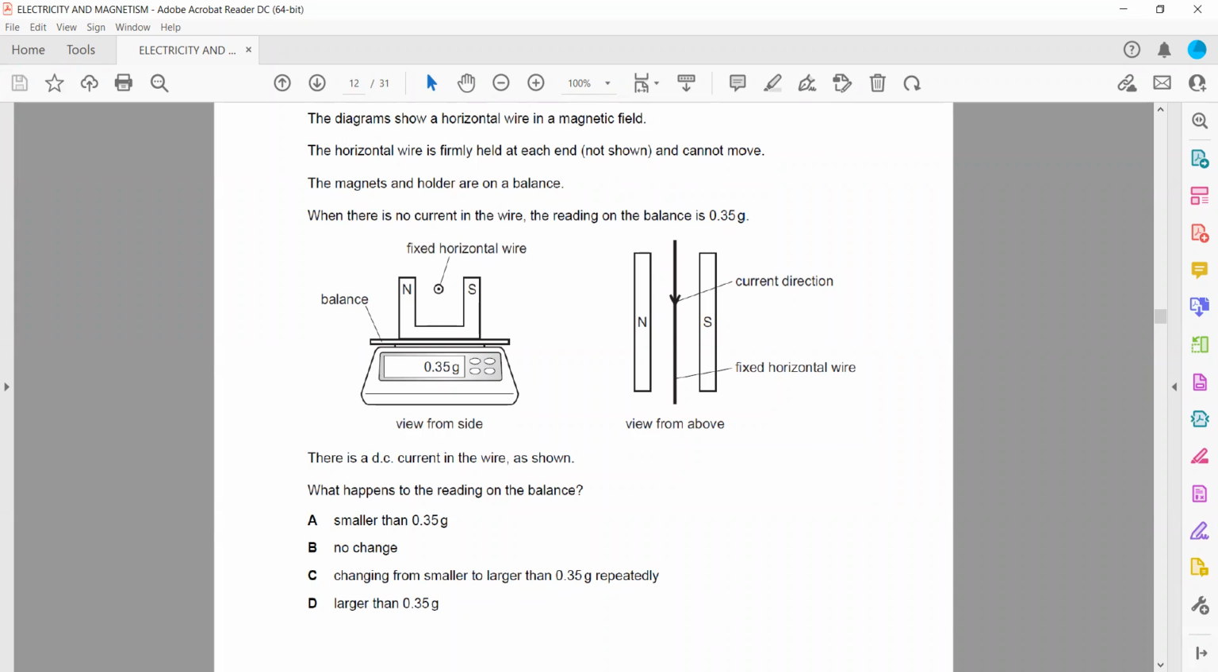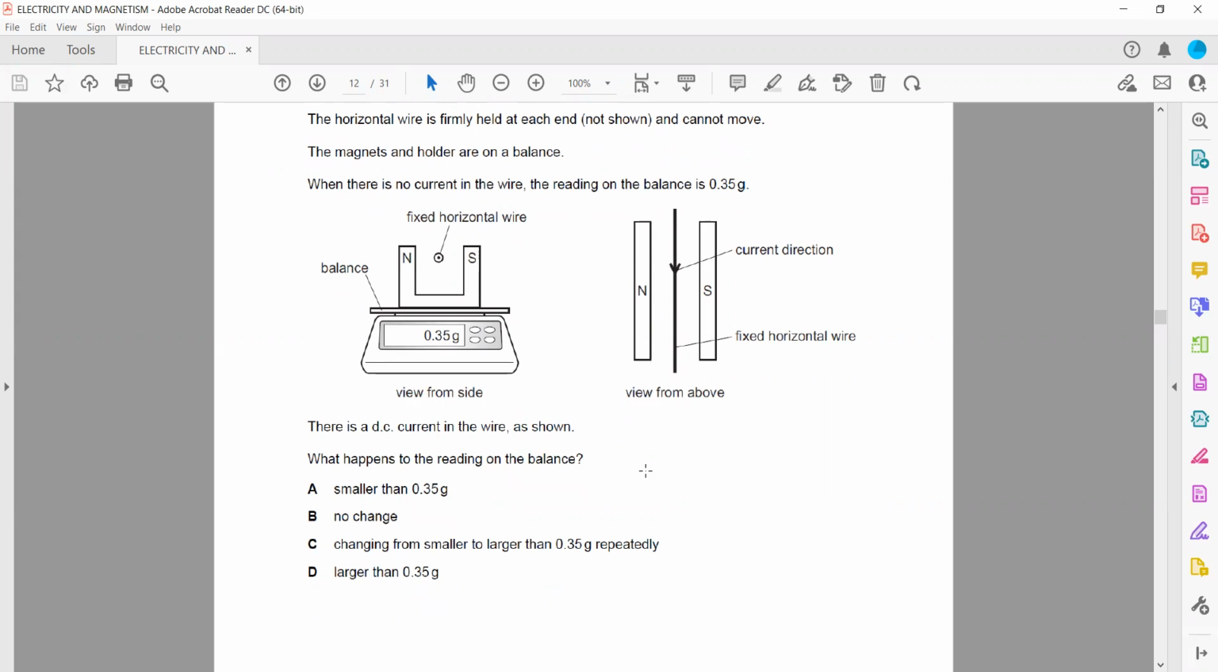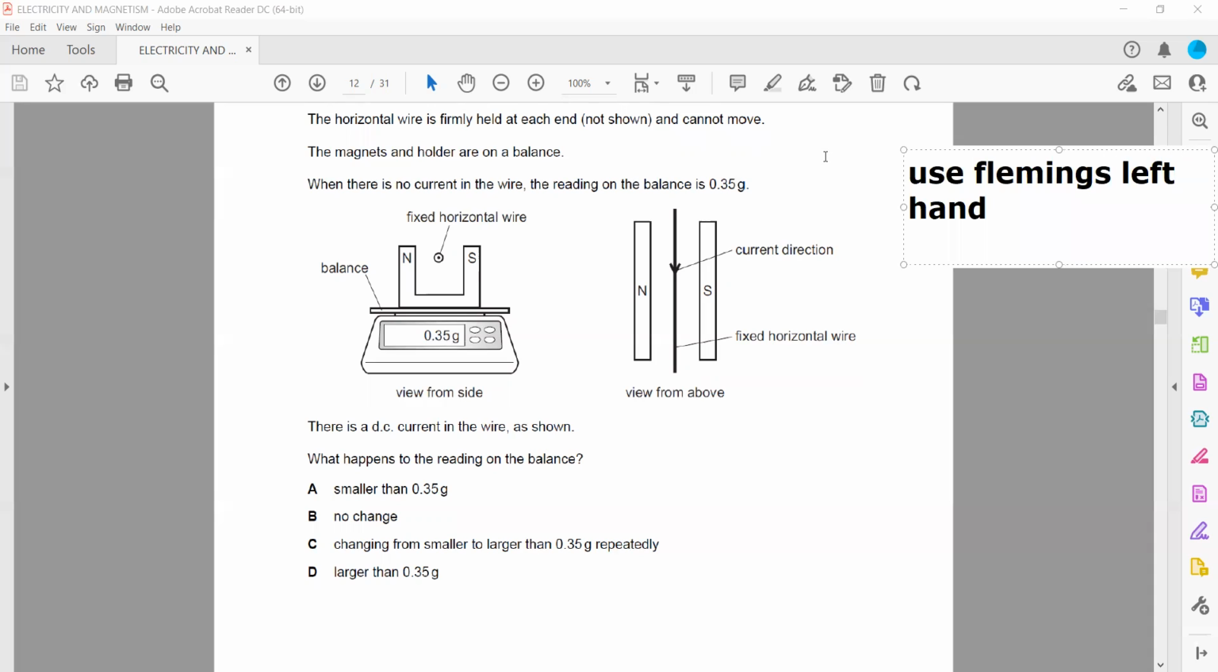So how to identify what will happen to the reading on the balance? What you have to do is first identify the direction of the force. How to identify the direction of the force? To find the direction of the force, we'll use Fleming's left hand rule. And according to Fleming's left hand rule, your index finger, or the first finger, represents the magnetic south.